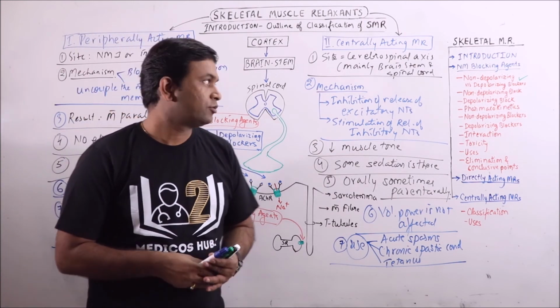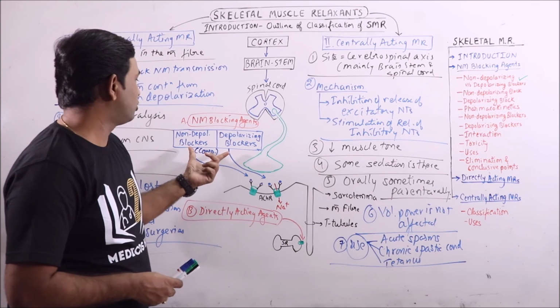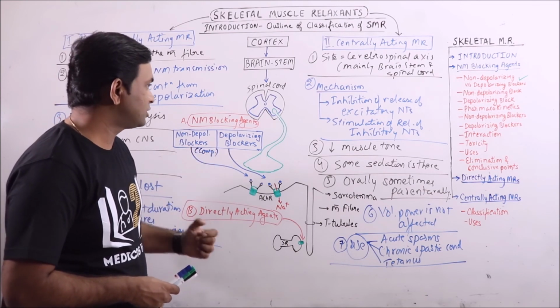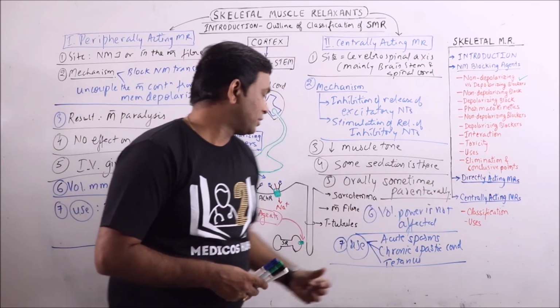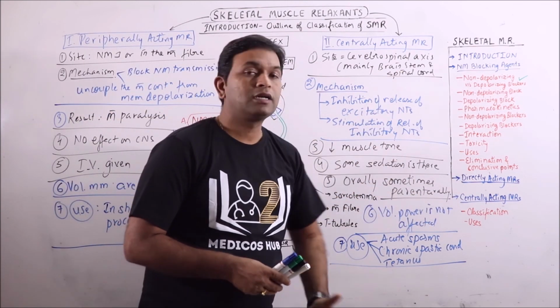In the next videos, we'll discuss the neuromuscular blocking agents, which will include non-depolarizing and depolarizing type blockers, directly acting muscle relaxants, and the centrally acting muscle relaxants.